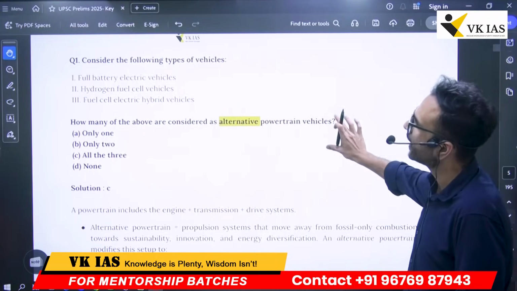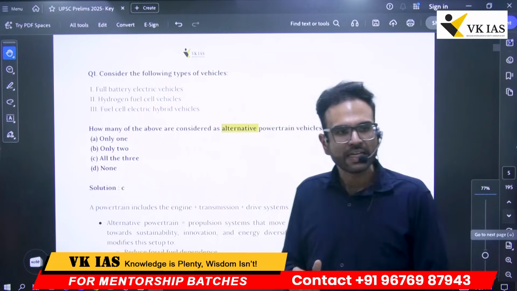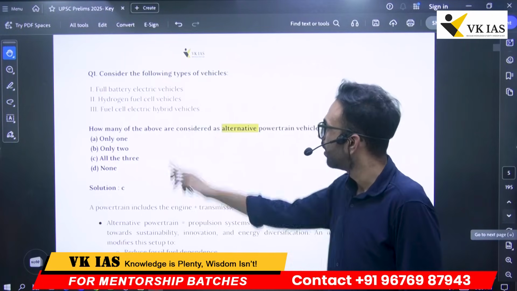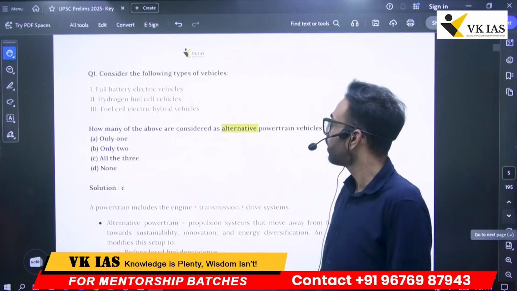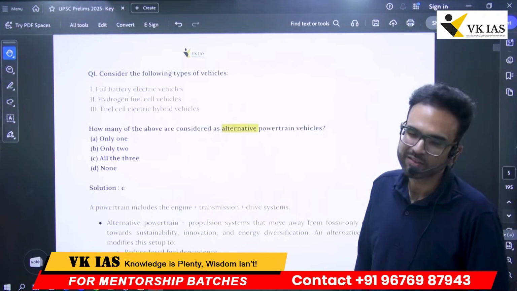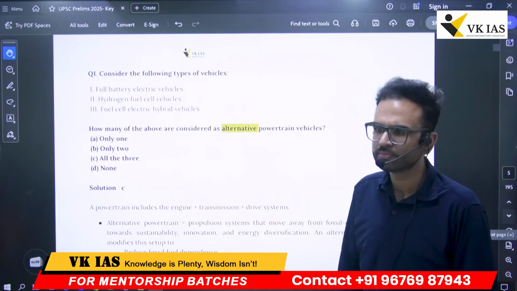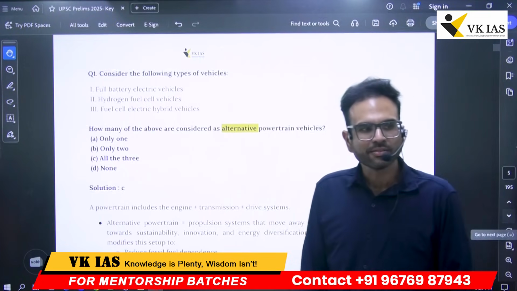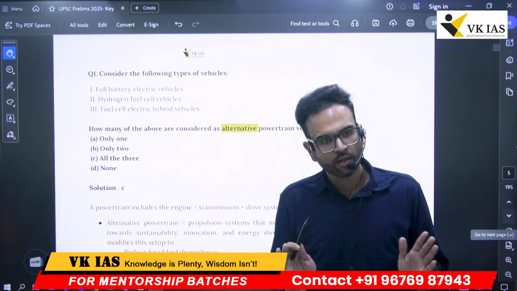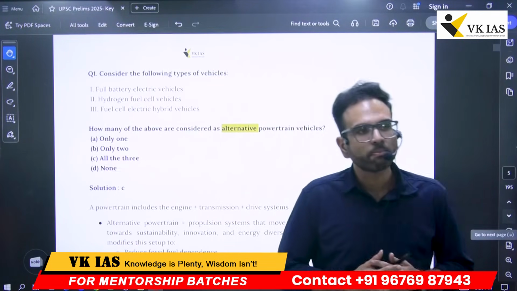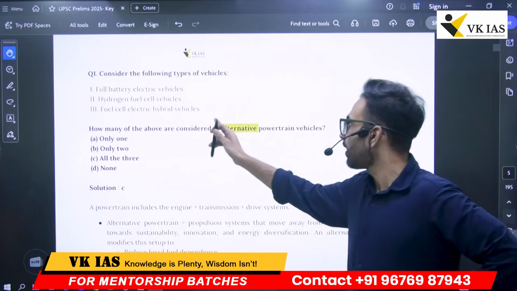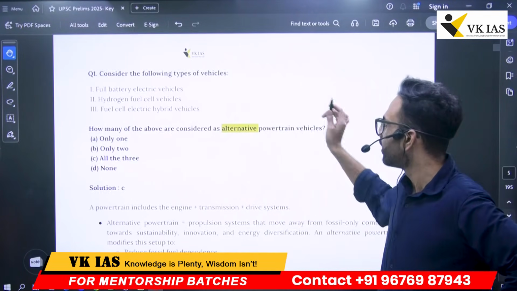Now, let's look at this question. We all know this theme of energy transition, right? Take a look at this. Consider the following types of vehicles: full battery electric vehicles, hydrogen fuel cell vehicles, fuel cell electric hybrid vehicles. Let's imagine I don't know anything about it. All I know is energy transition, because that's the word I had heard throughout the year. I don't know the specifics. Will you give up? No. Let's read the question further. How many of the above are considered as alternative powertrain vehicles?